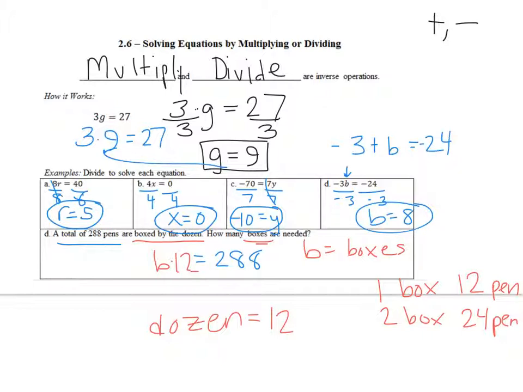So to solve, we're going to divide both sides by 12. 288 divided by 12 is 24. So we have 24 boxes of pens.